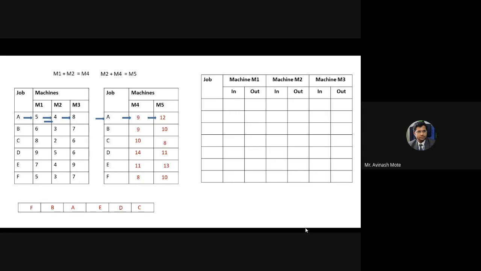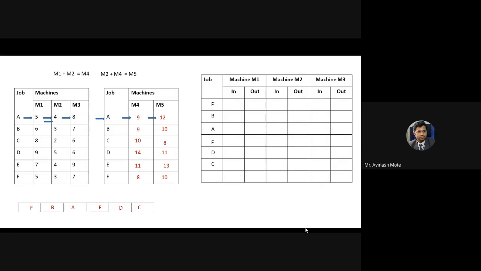So first of all, our task is to get the sequence: job F first, then B, then A, then E, then D, then C. FBAEDC, that is the sequence. Let's start. I will start with machine M1. Don't consider the second table of two machines. Go with the first table. What should I write?